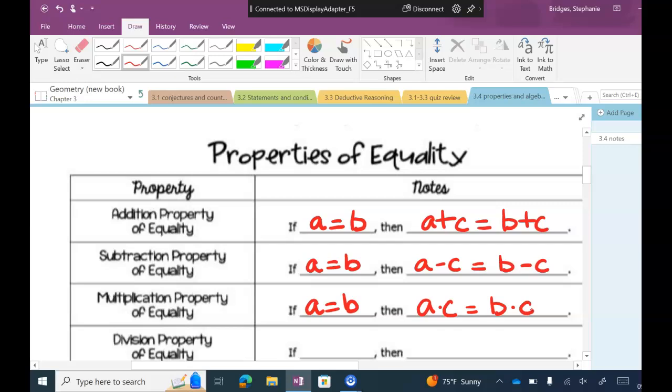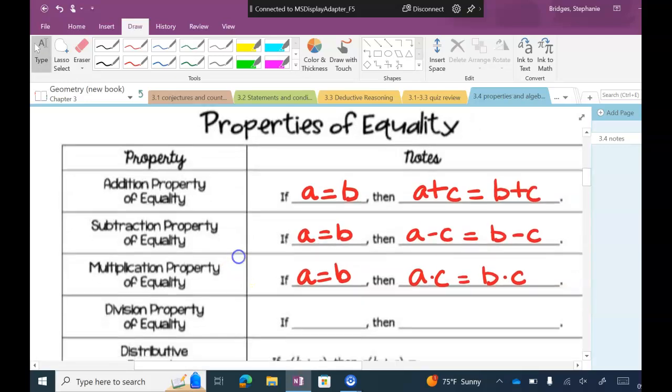Then you have the division property. So guess what you're going to do to both sides this time? You're going to divide. If A is equal to B, then A divided by C is going to equal B divided by C. The only thing here is you can't divide by 0, so C cannot be 0.